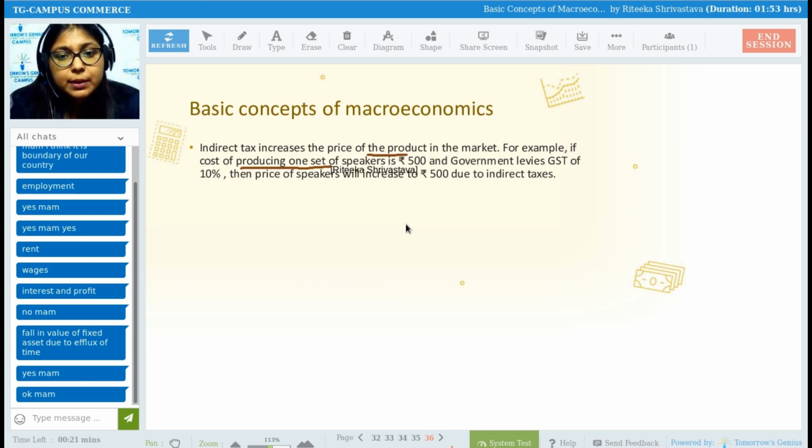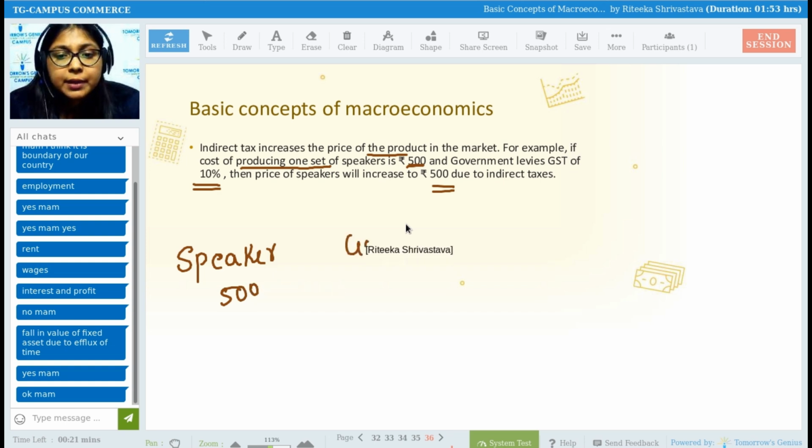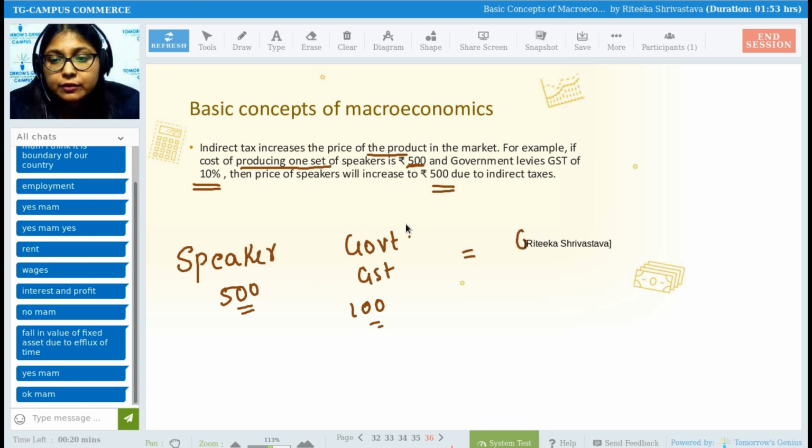For example, if the cost of producing one speaker is 500 rupees and the government levies GST of 10%, then the price of the speaker will increase due to indirect tax. So basically what they are saying, if suppose the price of the speaker is 500, but the government imposes GST of say 100. The actual price of the speaker was 500, but since GST has been imposed on it, the price of the product now becomes 600. So you will get the product for 600.